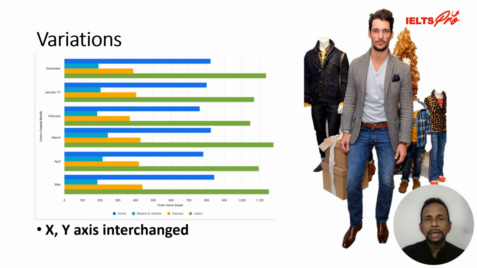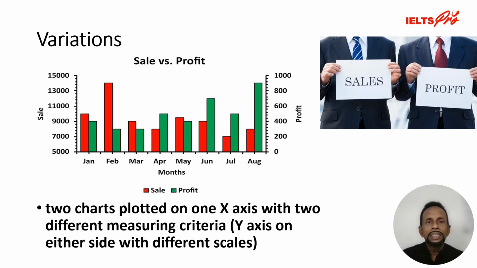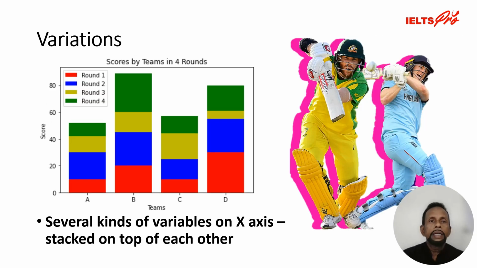Now, let us look at some variations that you may observe. One is where the x-axis and y-axis are interchanged, so it appears to be a horizontal histogram. Another variation is two graphs plotted on the same area sharing the x-axis, but with two different measuring criteria on two y-axes, which are on either side of the diagram. Finally, we may get this type of bar graph, which is a stacked bar chart. It has one variable on the x-axis and the others plotted on top of each other.